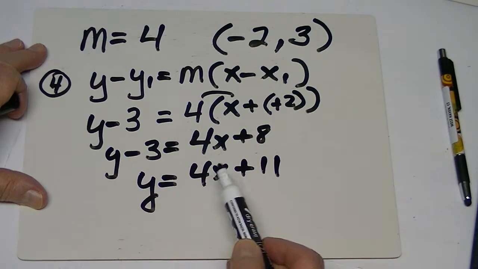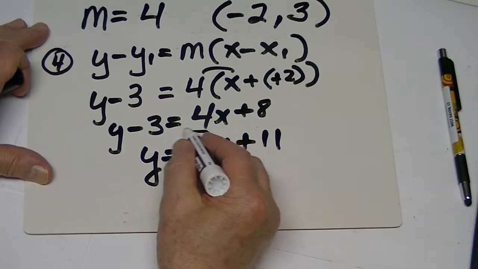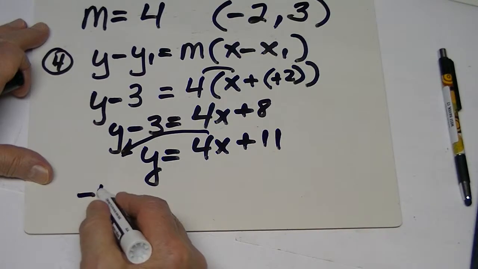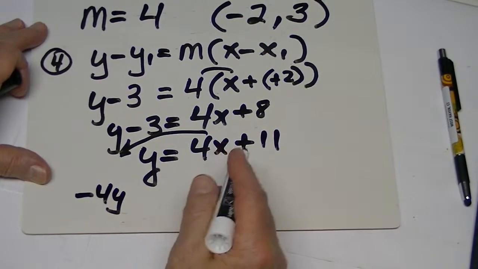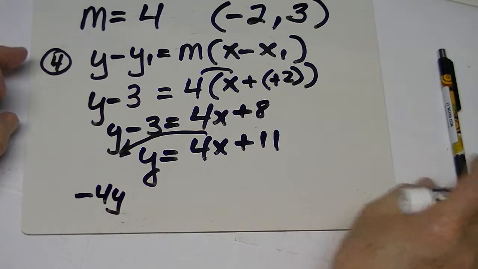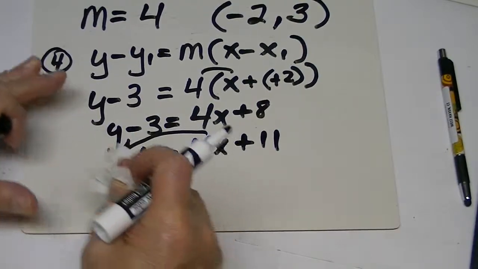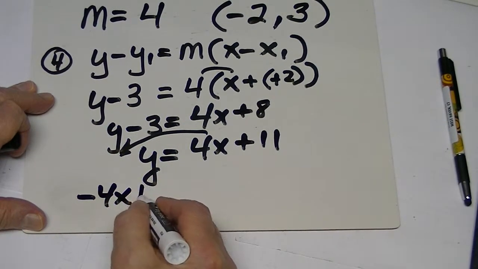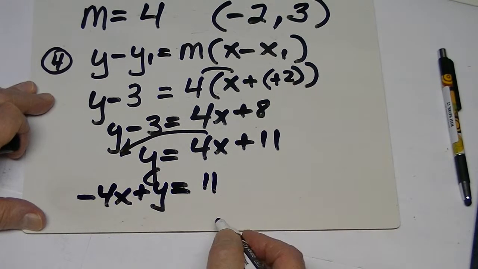Now if we wanted standard form from this, all we'd have to do is bring this term over to this side, and that becomes now a negative 4y. How about a 4x here? A negative 4x plus y equals 11.